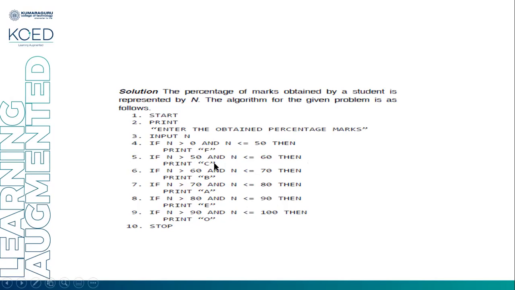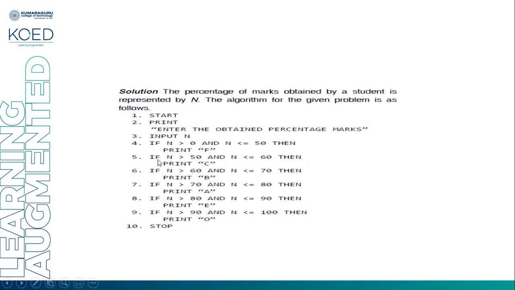For example, if you give 49, what will happen? n greater than or equal to 0, true. Then n less than or equal to 50, that's true. 49 is less than 50, so it will print the F grade. Once a condition is executed, it won't check the other conditions. That is the thing.